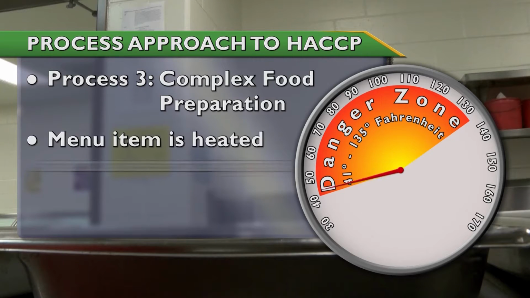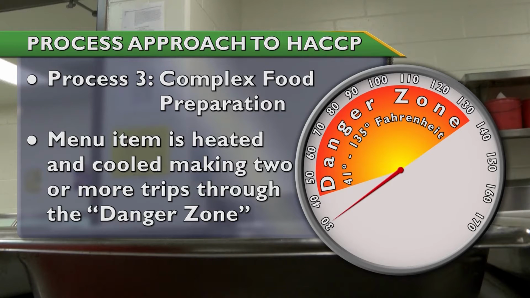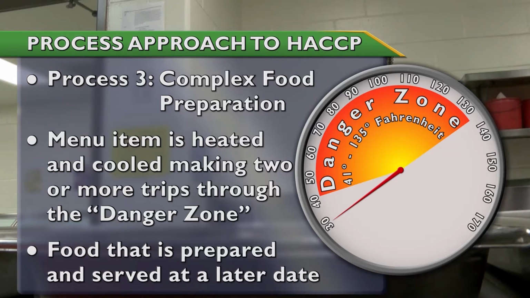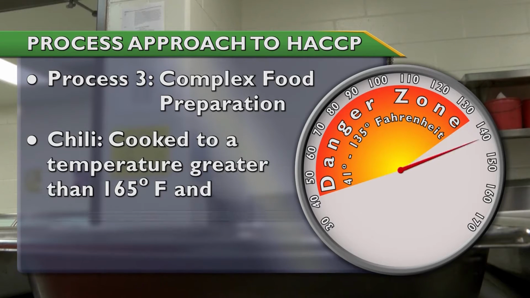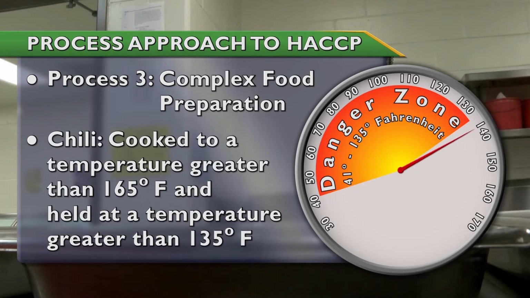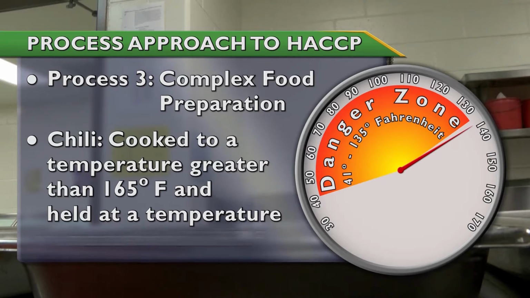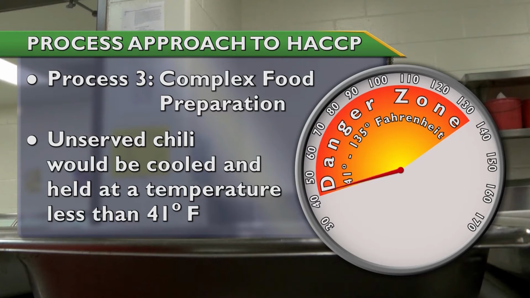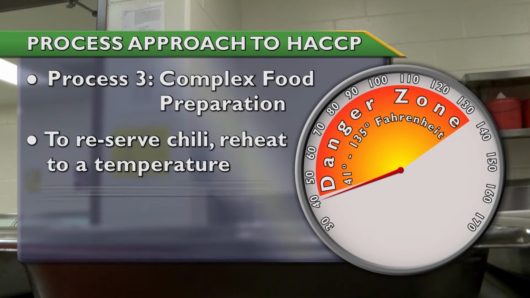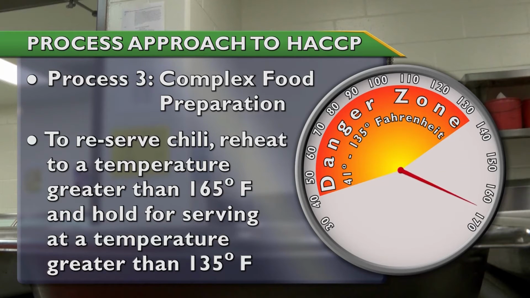In complex food preparation, the menu item is both heated and cooled, making 2 or more complete trips through the temperature danger zone. An example would be leftovers, or food that is prepared and served at a later time and date. For example, chili, which would be cooked to the required temperature and then held at a temperature greater than 135 degrees Fahrenheit. Chili that was not served would then be cooled and held at a temperature less than 41 degrees Fahrenheit. To reserve the chili, it would be reheated to a temperature greater than 165 degrees and held for serving at a temperature greater than 135 degrees Fahrenheit.